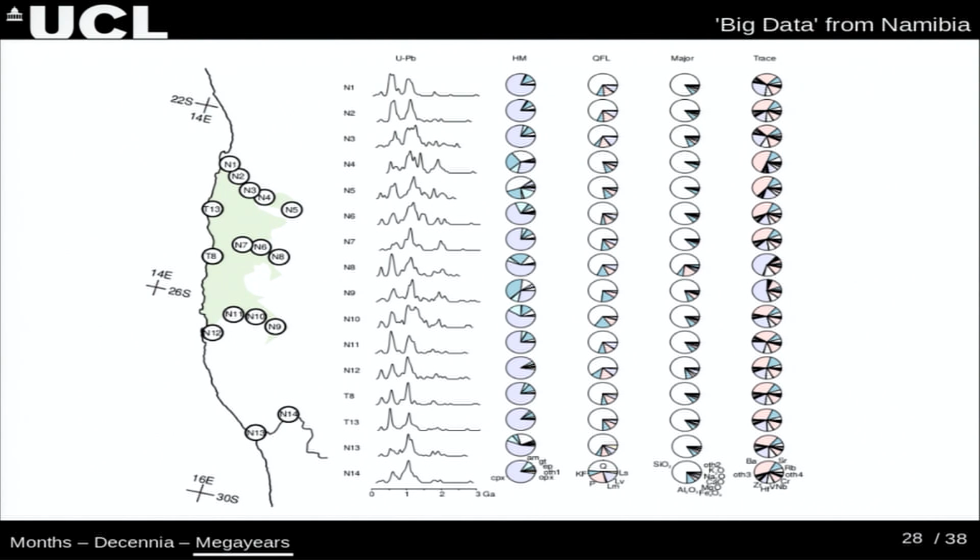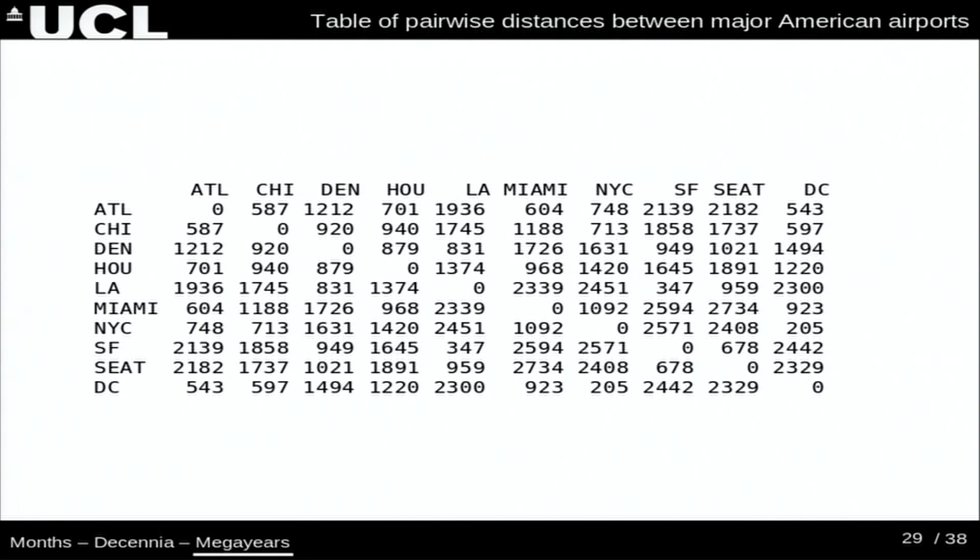So multidimensional scaling is, I think, best illustrated or explained with a simple geographical example. So this here is a table of distances between American airports. The distance between Atlanta and Denver is 1,212 miles. The distance between San Francisco and Houston is 1,645 miles. This is a table with positive numbers, all greater than 0, except for the diagonal. And it's symmetric. So this number is the same as that number.